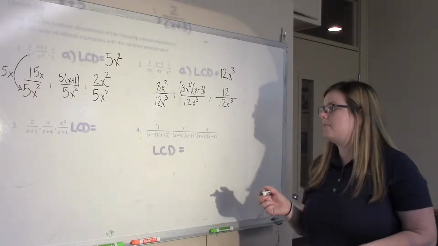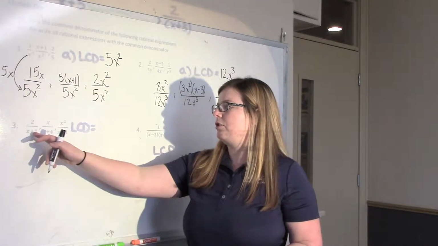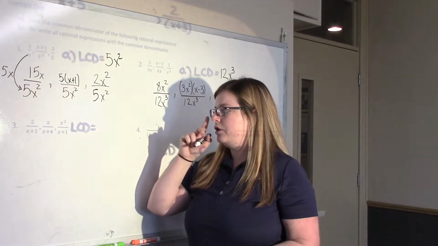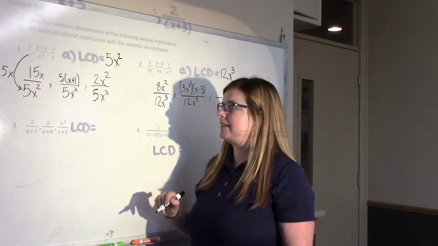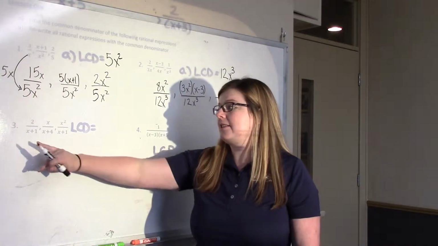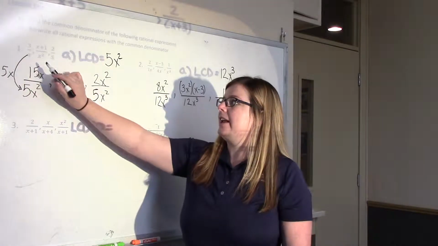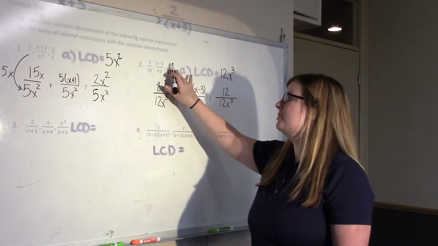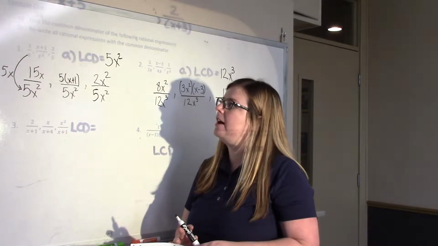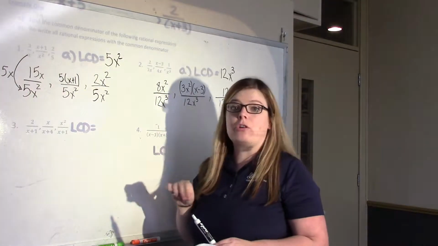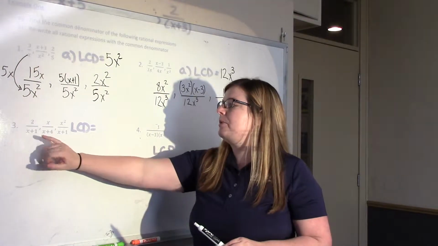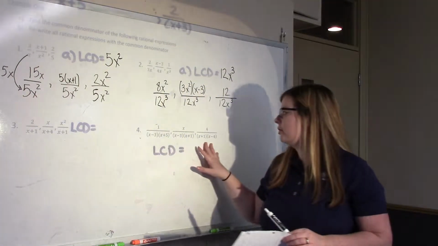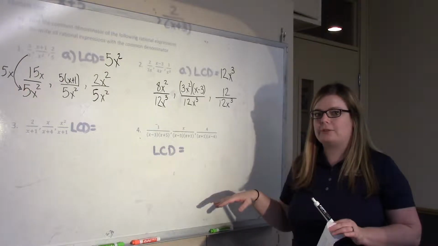I encourage you to pause and try these next ones on your own, but they're a little bit more complicated because now we're getting into binomials. So this one, you can't just look at the numbers and then the variables because they're actually being added together. Here, these are two similar types because all of the denominators are monomials, only one term in the denominator. But here we have binomials, so we have terms being added and subtracted together.